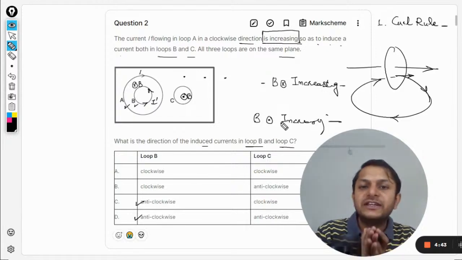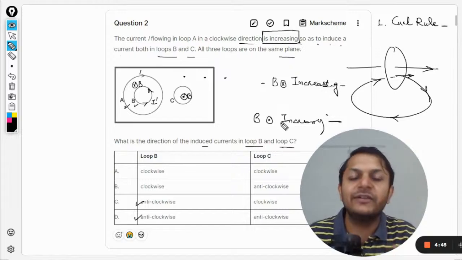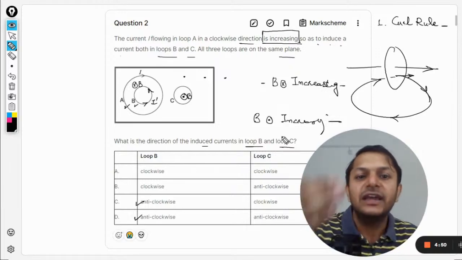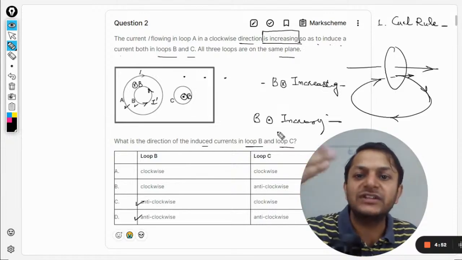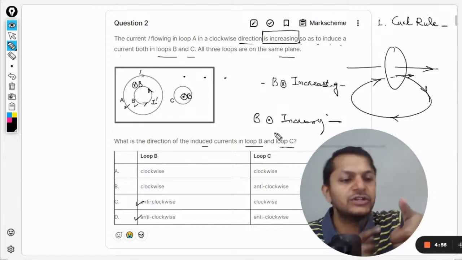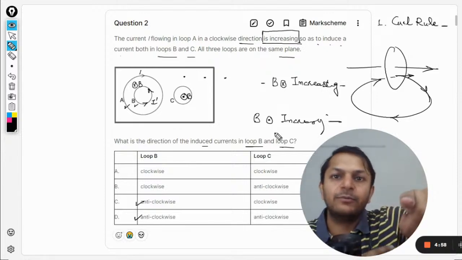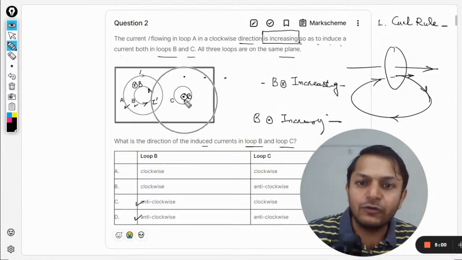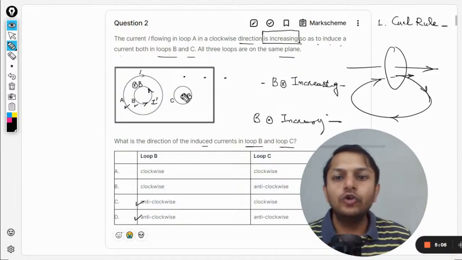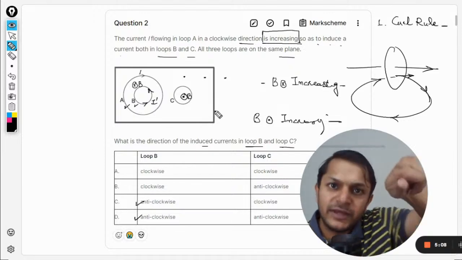So the loop C's induced current will be in such a way that it will oppose the increase in the magnetic field which is out of the page. It means that I have to go into this, because now the thumb will be pointing inside, because the magnetic field is out of the page and it is increasing. So the loop says that I do not want it to be increased. So it means that loop C will create a magnetic field which will be into the page.